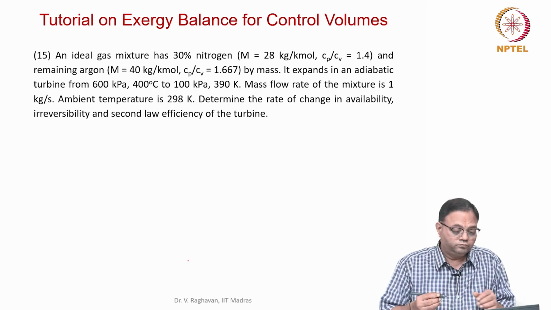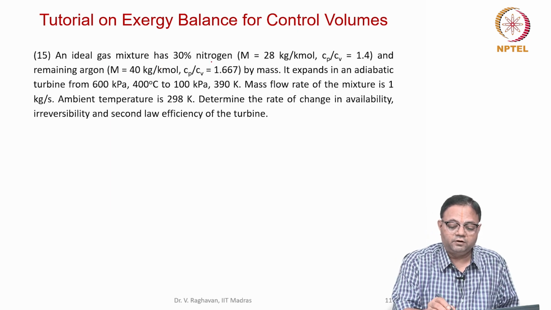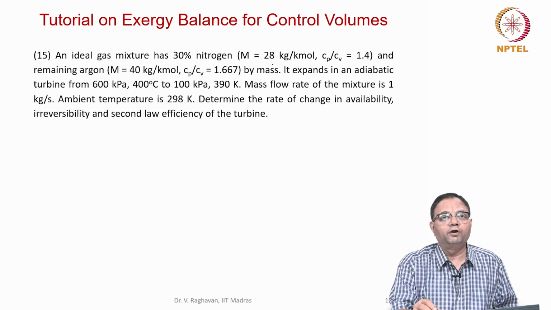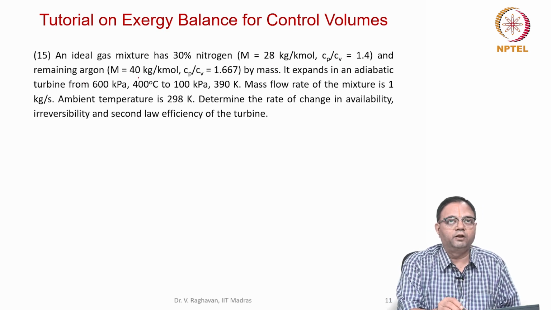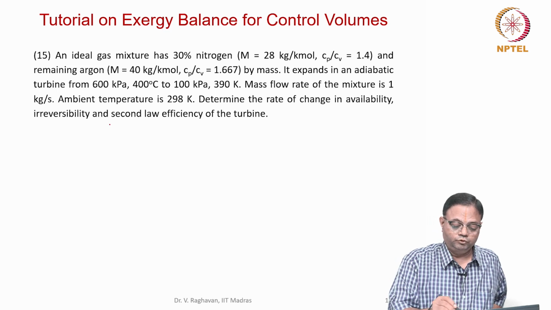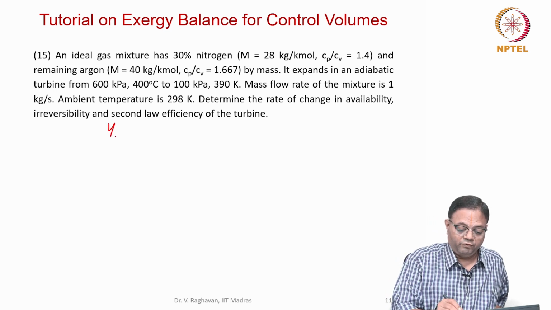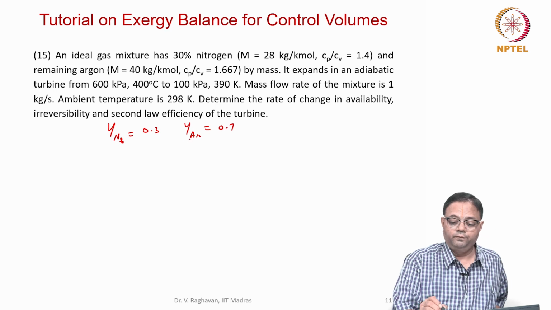15th problem. An ideal gas mixture has 30% nitrogen. Molecular weight of nitrogen is 28 and the gamma is 1.4, and the remaining argon, molecular weight is 40 kilogram per kilomole and gamma is 1.667. This is by mass. So I can say mass fraction of nitrogen will be equal to 0.3 and that of argon will be equal to 0.7.